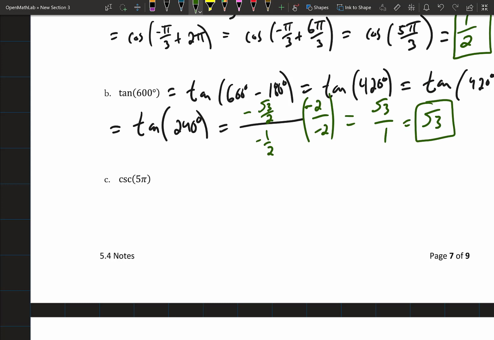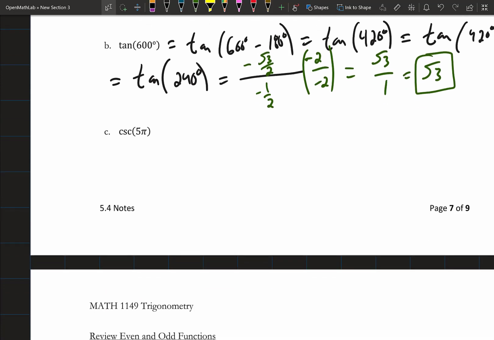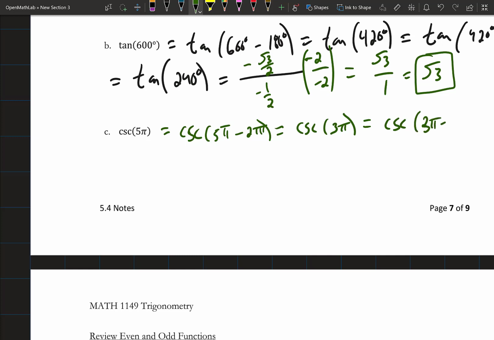Right. So then cosecant of 5 pi. So for cosecant, the period is 2 pi. So this would be equal to cosecant of 5 pi minus 2 pi, which is equal to cosecant of 3 pi. So I need to remove 2 pi again. So this would be equal to cosecant of 3 pi minus 2 pi, which is equal to cosecant of pi.